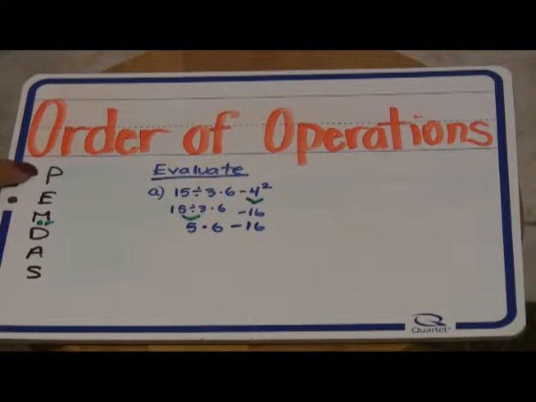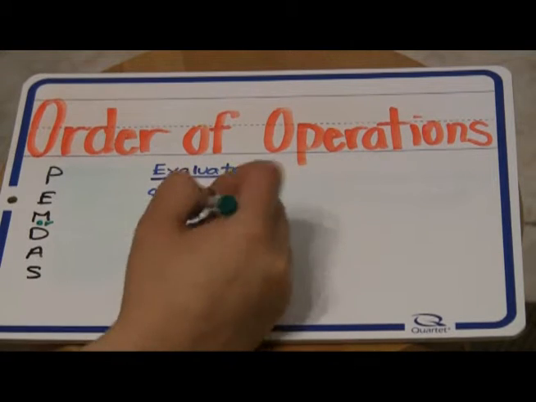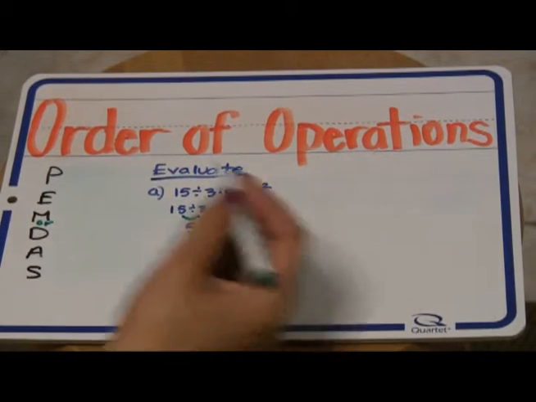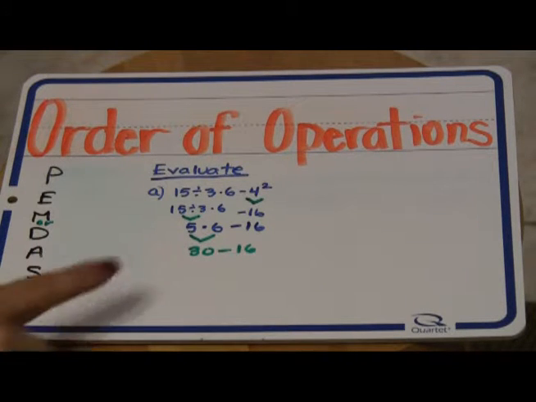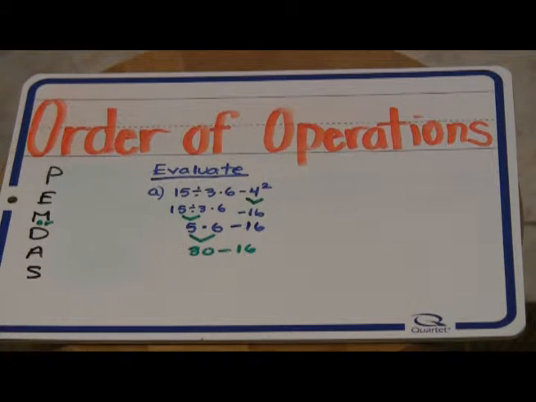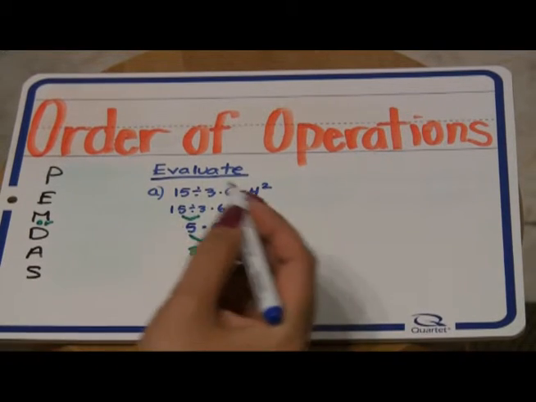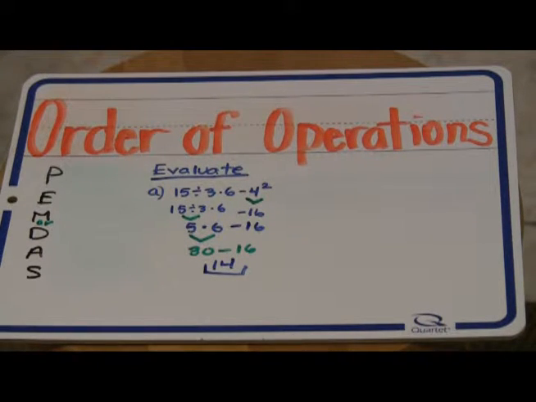And once again, I look at my expression. From left to right, I see multiplication. And following my order of operations, I have multiplication before that subtraction. So 5 times 6 is 30. I bring down that 16. And last but not least, we only have that minus sign between those two numbers, 30 minus 16, which will give us 14.